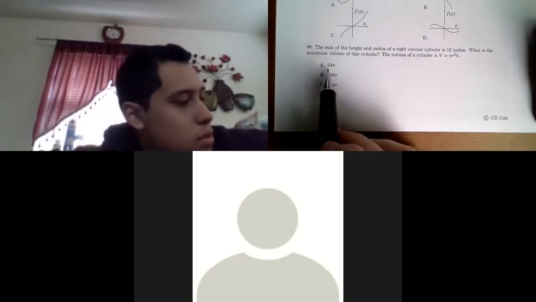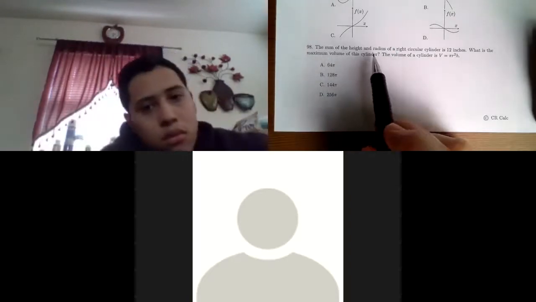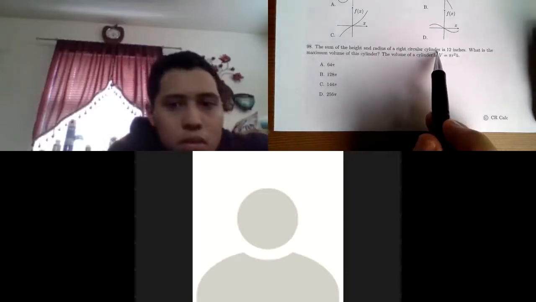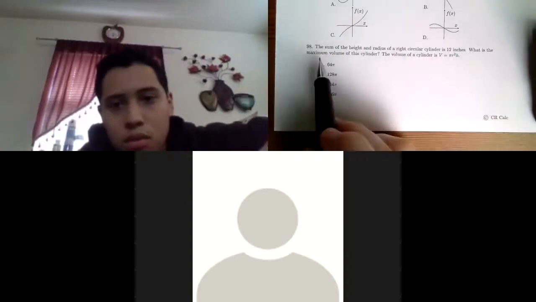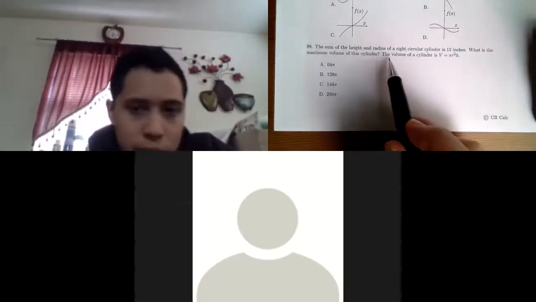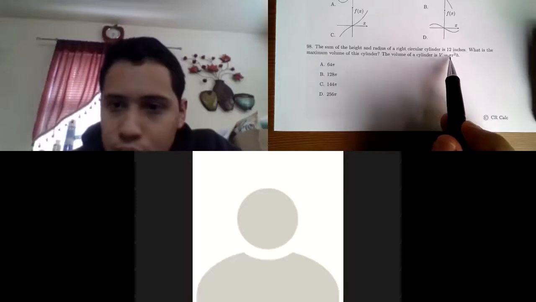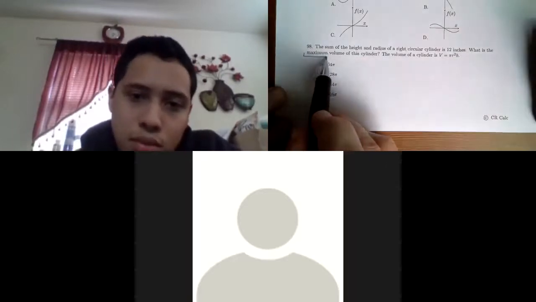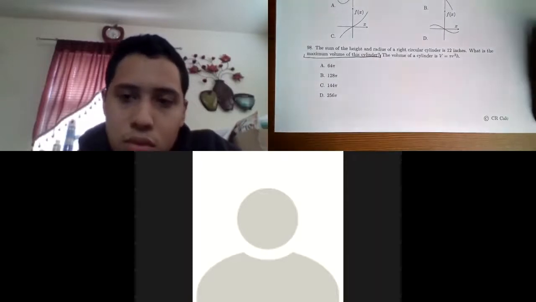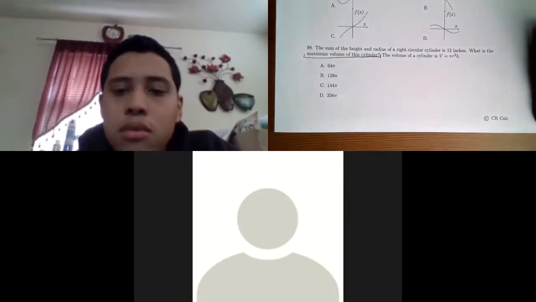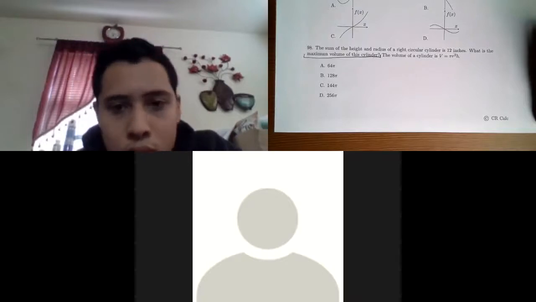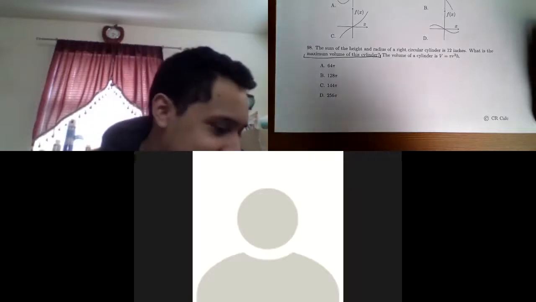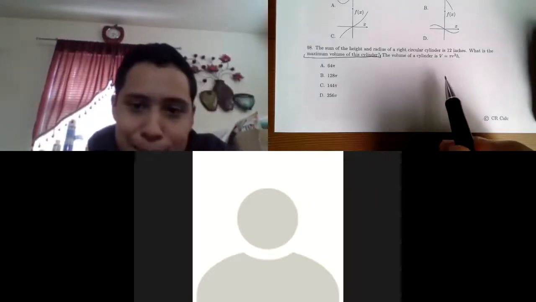So for number 98, the sum of the height and the radius of a right circular cylinder is 12 inches. What is the maximum volume of the cylinder? The volume of the cylinder is V equals pi r squared h. As soon as they say this statement, maximum, what is the maximum volume of the cylinder? I immediately know this is an optimization problem. Furthermore, it's an optimization problem on a closed interval.